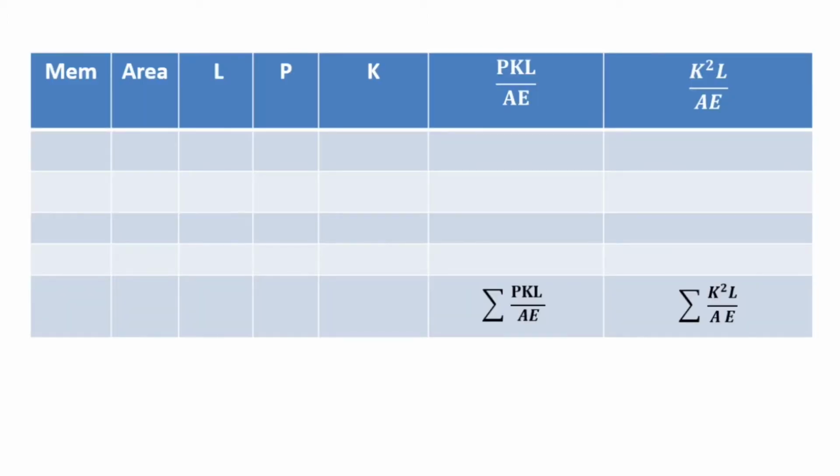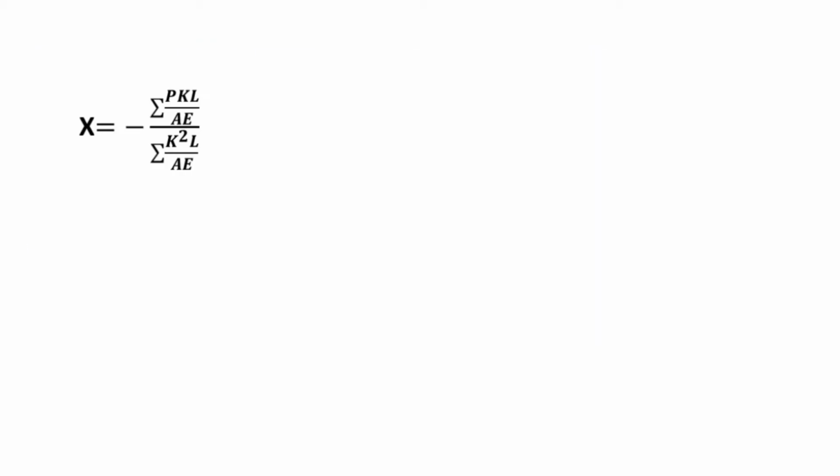Then next is to prepare this table: first column is member, then area of member, then length of member, then P is the force due to the external load, then K is the force in the member due to the unit force, then PKL by AE, then K square L by AE, and the last row is summation PKL by AE and summation K square L by AE. By using these two values, X is equal to minus summation PKL by AE divided by summation K square L by AE, where X is the force in the redundant member.